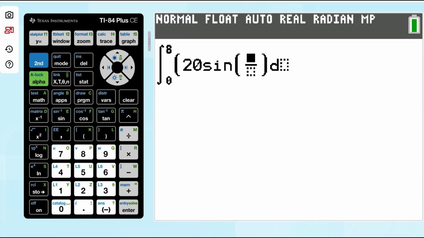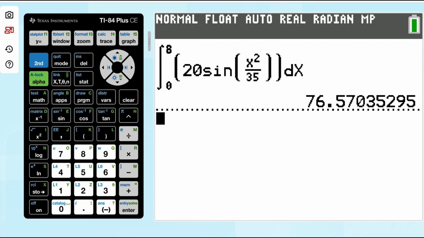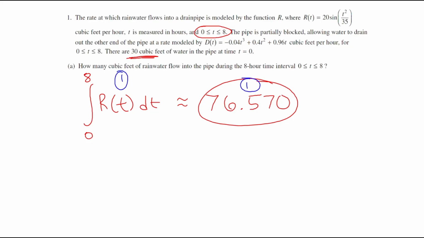I'm going to hit alpha and the x button just to give me a nice fraction. You don't have to do that. And we're going to use x, so x squared over 35. Close your parenthesis for the sine. And put your dx out there. And it tells you that it's 76.570. And if you're not getting that value, just check and make sure you're in radians, not degrees on your calculator. You should always be in radians. So we get 76.570. And they gave you 2 points here for this, one for the integral setup and one for the value.